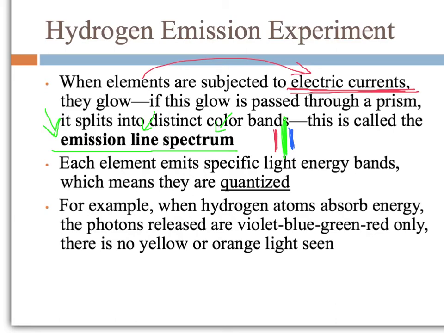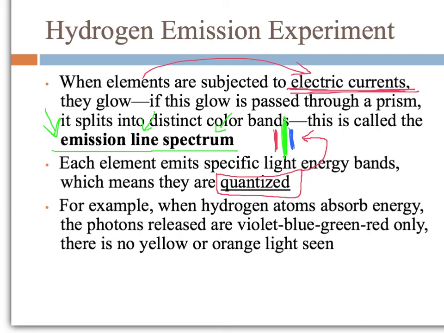Because every element emits just certain patterns of light energy bands, we know that the bands must be quantized, which means that each color is specific to a visible light energy, and each photon that's being released must be releasing exactly that same amount of energy, which is why we're seeing specific colors. We're going to do a lab on this later on next week.